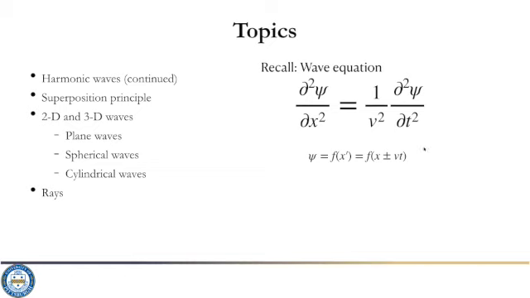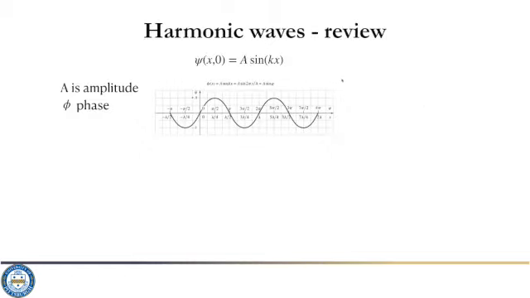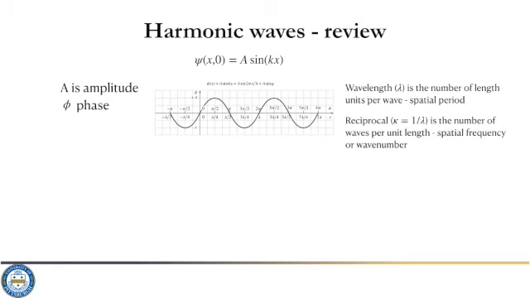All right, so in the last class, we talked about harmonic waves, and we saw that a function of the form sine kx at time t equal to 0 represents this harmonic wave, and it has a period of lambda, which is the number of length units per wave, the spatial period. A is the amplitude, and we also reserve the symbol phi for the phase, which is 2 pi over lambda times x in this particular case. The reciprocal of lambda is called the spatial frequency.